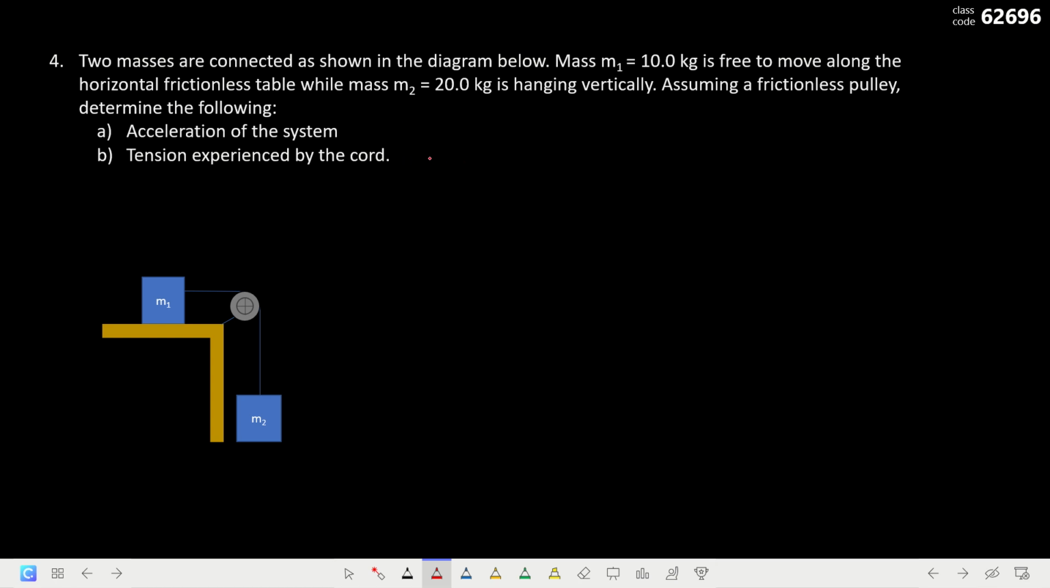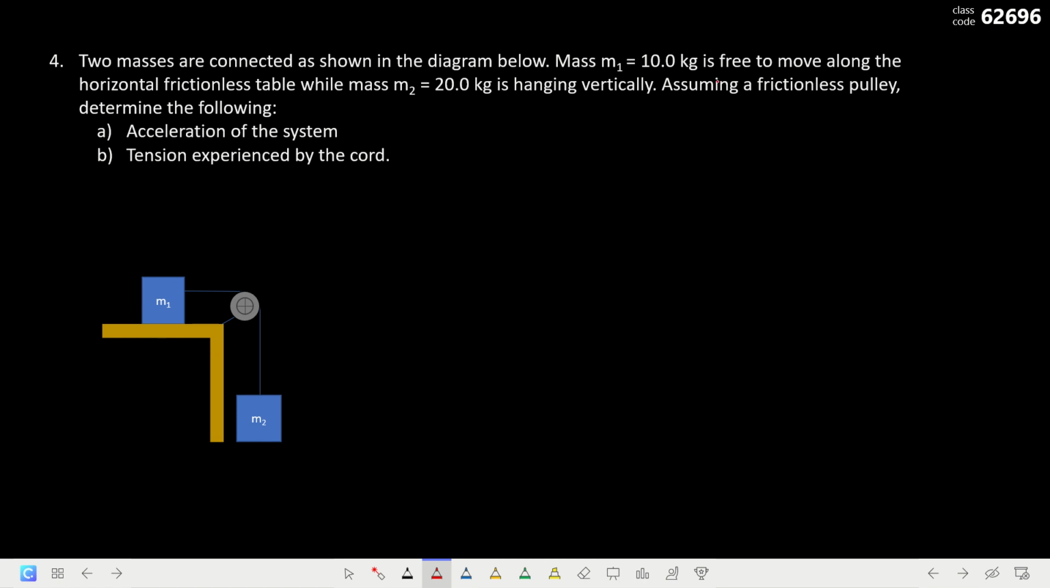So today we're going to have another example applying force, examining the force that is acting on a pulley system. So here we have mass 1 and mass 2, wherein mass 1 is resting on top of a frictionless table and mass 2 is hanging vertically. So the problem is we have two masses that are connected, as shown in our diagram.